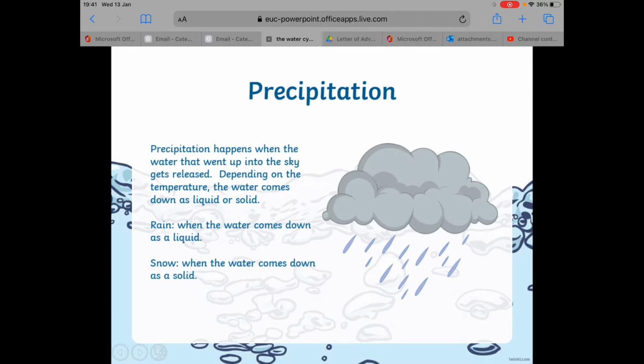Precipitation is the very sort of tricky word for rain, and that's when the water that went up into the sky actually gets released. Depending on the temperature, it can either come down as a liquid or as a solid. So when it rains, the water's coming down as a liquid, and of course when we get snow, which we might get this month or next, it's when the water comes down as a solid. But this is actually the water vapour changing, the gas state of the water changing back into a liquid state and falling as rain.